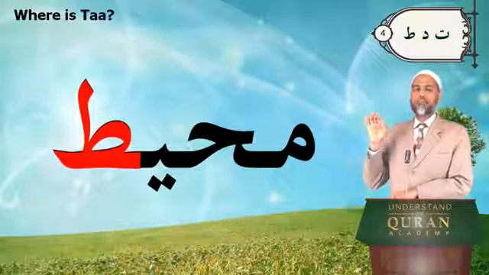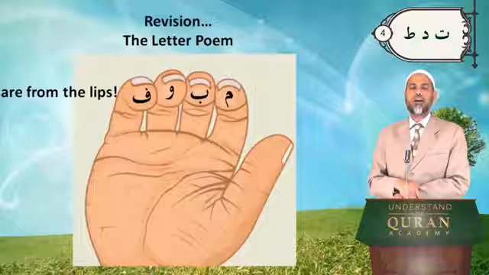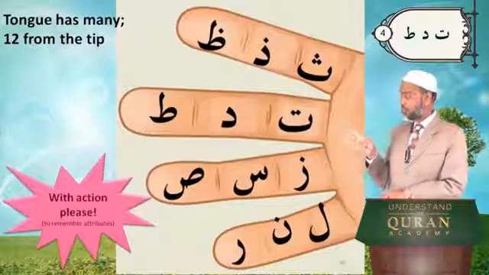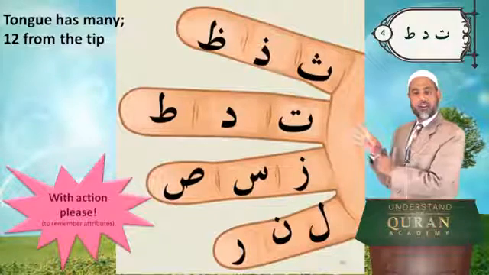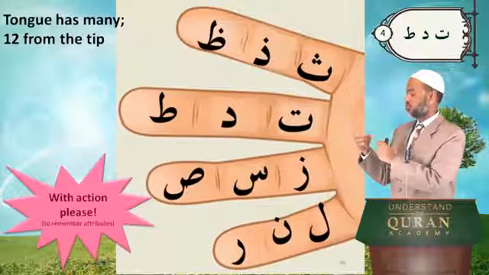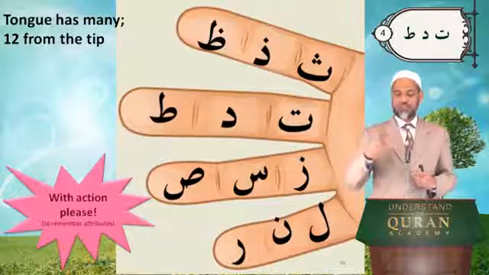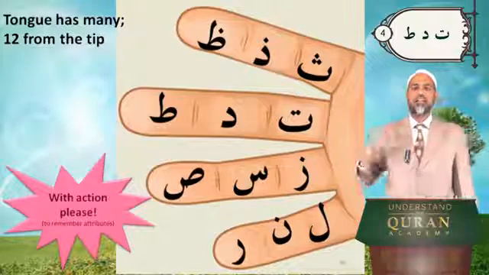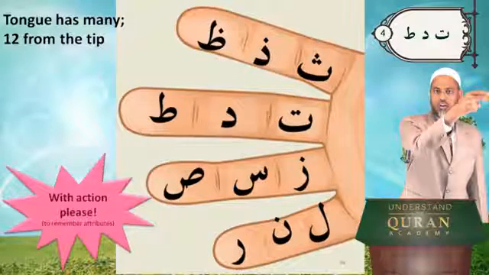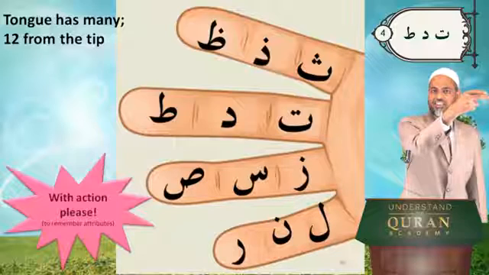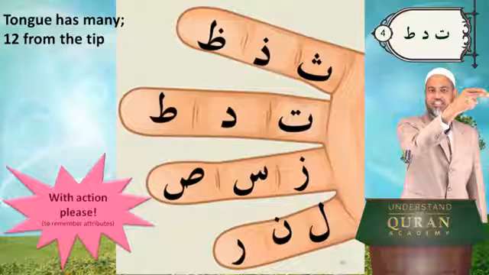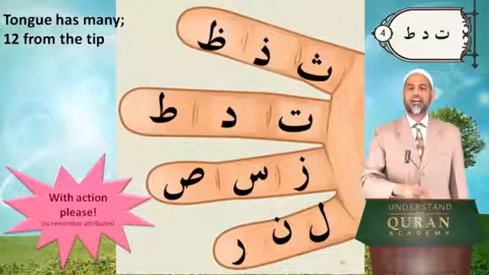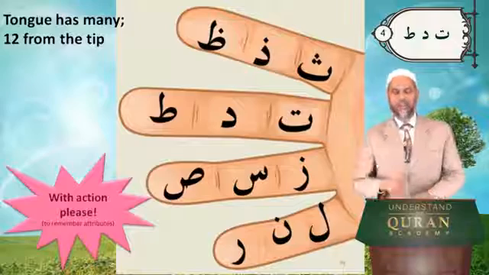So we have learned ma, ba, wa, fa are from the lips. The tongue has many. 12 from the tip. 3, 3, 3, 3. 12. And the first one, so fold your fingers and keep the first one out and say ta, the, dha, ta, da, ta. Ta is also very thick and high. So raise your hand and take it front to represent the thickness. Ta, da, ta. And we'll continue.